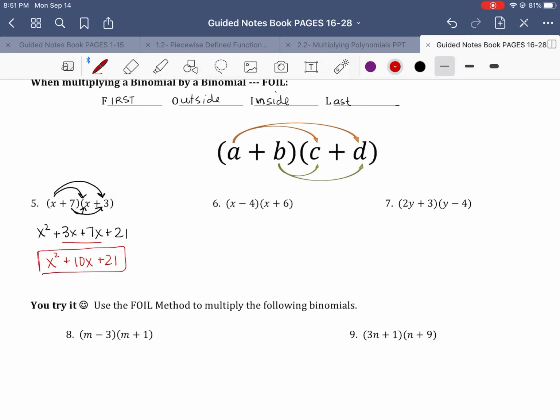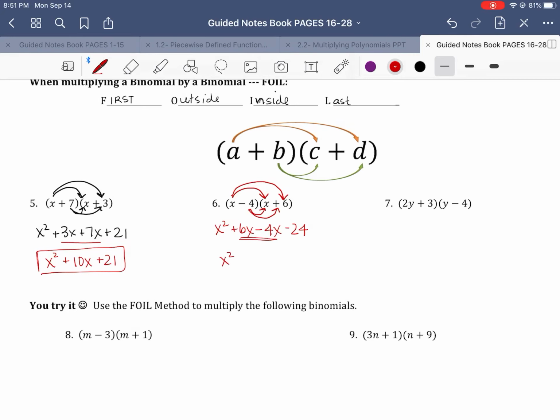Next one, very similar, but there's negatives involved, so don't lose track of your negatives. So we start again distributing first times first. We get x squared. Then we do x times 6, and we get 6x. We then distribute the negative 4. Again, it's a negative 4, so negative 4 times x is negative 4x, and negative 4 times 6 is negative 24. When we combine those in the middle, right, 6 subtract 4, we get x squared, and then 6x minus 4x is positive 2x, subtract 24.